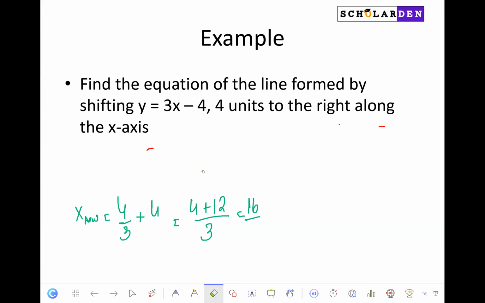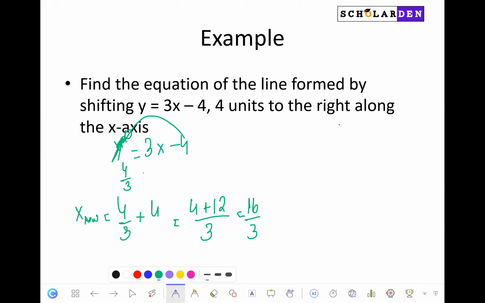Let me quickly erase this so we have some space for solving this. Okay, so the new x-intercept is 16 by 3, okay? And now, how do we, for example, understand what our new x-intercept is going to be? So that was simple. So this is 3x minus 4. And for this, once we plugged in 0 over here, we brought in 4 to this side. So we got 4 by 3 as the x-intercept, okay?